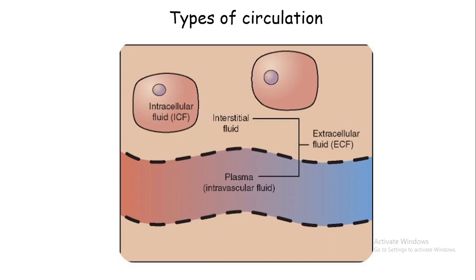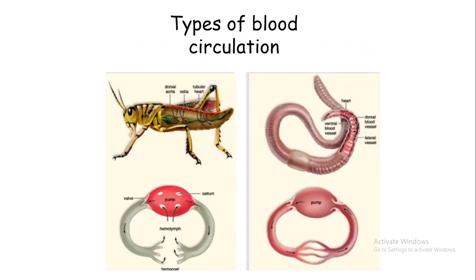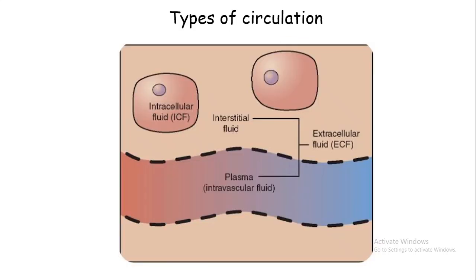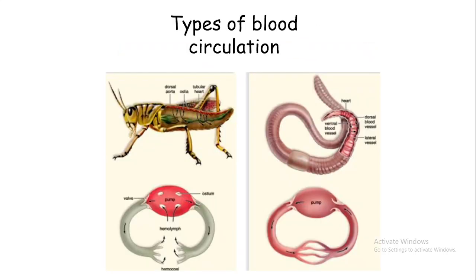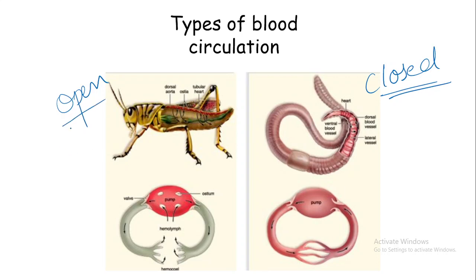The intracellular fluid and extracellular fluid move inside through this. This has to be types of circulation, pardon me. Types of circulation: we see the open type of circulatory system and the closed. So what is it that is open and what is it that is closed?